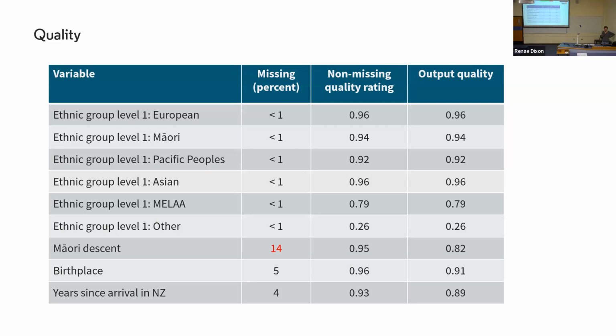Yes. So yes, when we compare the census, it's a little bit unfair, given that there is actually an important denominator missing. Yes, so the missingness is within the APC. So within the APC population, there's 14% for which we can't fill the Māori descent value.